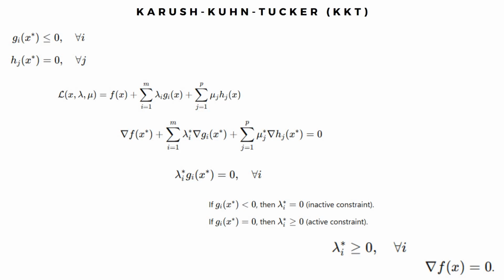So now that we have gone through the conditions, let's quickly interpret what they mean in a practical sense. The stationarity condition ensures that the gradient of the objective function is balanced by the gradients of the constraints at the optimal point. And the primal feasibility condition makes sure that the solution satisfies all the constraints. And finally, the dual feasibility and complementary slackness conditions make sure that only active constraints contribute to the solution. Together, these conditions form a powerful framework for solving constrained optimization problems.